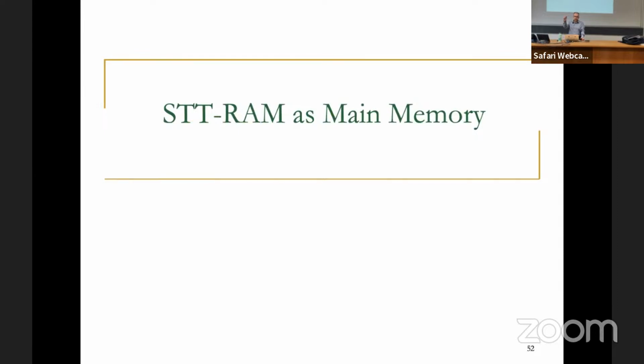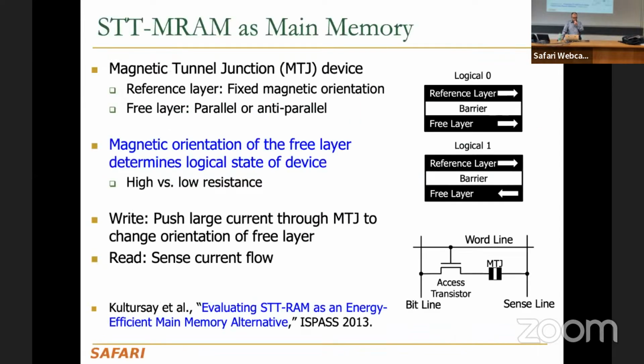Now we want to see how STT-MRAM can replace main memory. First of all, let's see what STT-MRAM is. STT-MRAM has a magnetic tunnel junction, MTJ device. You can see the device here. And there is a reference layer with a fixed magnetic orientation. This is the reference layer.